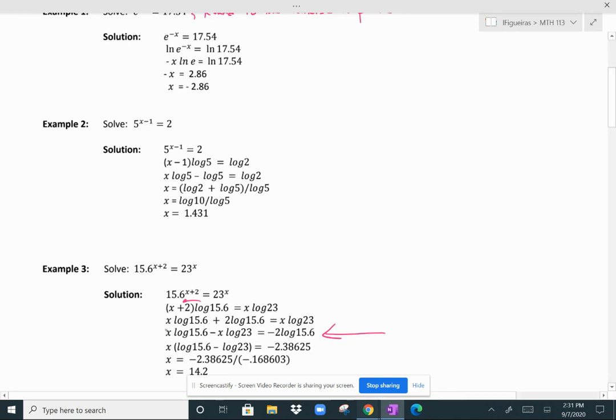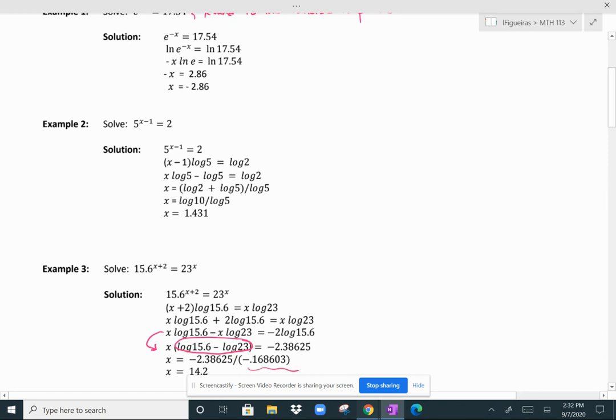All right, so from this line to that line, I factored out an x because both terms on the left have a common factor of x. And remember, that's what we want to solve for, so we want one single x. And on the right side, I used a calculator to estimate that value. So negative 2 times the common log of 15.6 gives us the negative 2.38625 on the right.